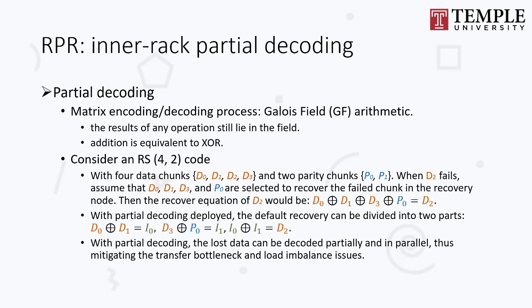With partial decoding deployed, the default recovery can be divided into two parts. D0 XOR D1 will generate an intermediate block I0, and D3 XOR P0 will generate another intermediate block I1. In the second step, I0 XOR I1 will generate the recovered data block D2. With partial decoding, the lost data can be decoded partially and in parallel, thus mitigating the transfer bottleneck and load imbalance issues.